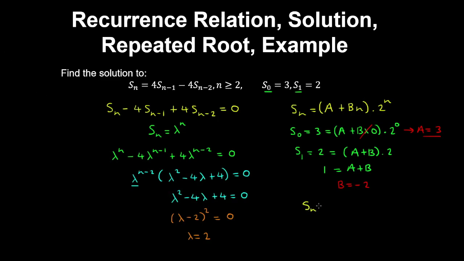And therefore our particular solution is 3 minus 2n multiplied by 2 to the power of n. And you can check that this is valid by substituting it into our original recurrence relation to verify that this equation is satisfied.